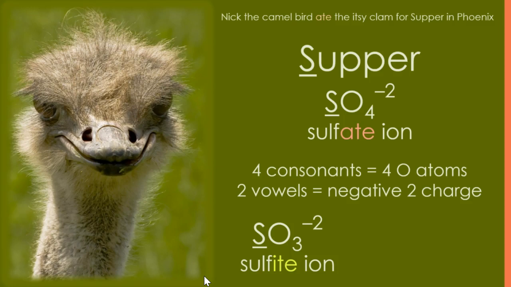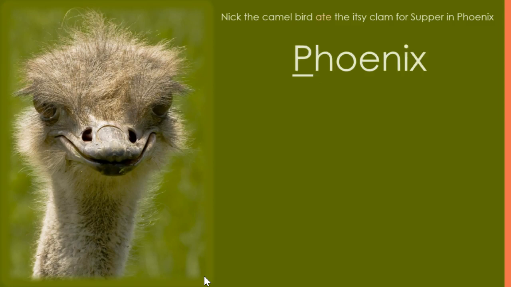Remember, when you add hydrogen to an ion, you're adding a hydrogen ion. Hydrogen ion has a +1 charge, so you have to add it to whatever charge the ion has. In this case, it is minus 2 plus 1 is equal to negative 1. So hydrogen sulfate has a negative 1 charge.